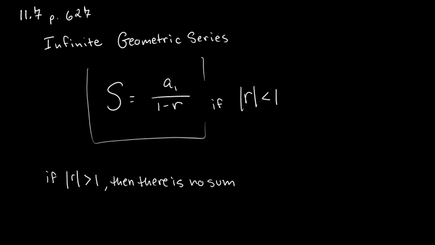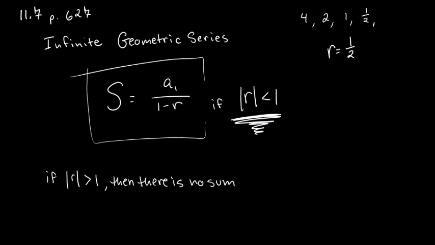I can find the sum of a given series if the absolute value of the common ratio that I find is less than 1. For example, let's say I start at 4 and the common ratio is 1/2. That means my next term would be 2, and then my next term would be 1, then 1/2, and then 1/4, so on and so forth.